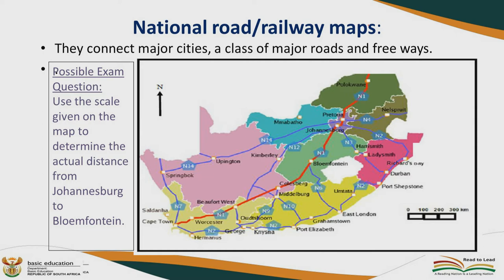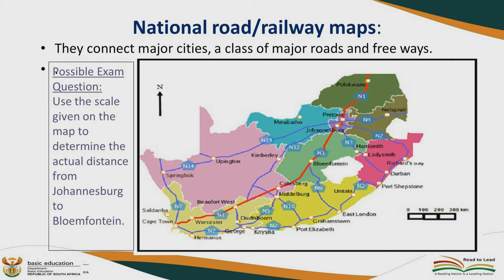Your N1, your N2, your N14, N7, all those are your national roads, and they will always appear on your national road map. And other things that you can look for on your national road map are the scale, the type of scale that is used on that particular map. And in this example, we are working with a bar scale. And then also the compass direction. We are given the compass direction, and there's an arrow showing that if you are facing up, then that is the north direction.